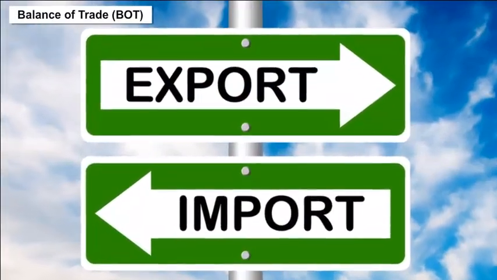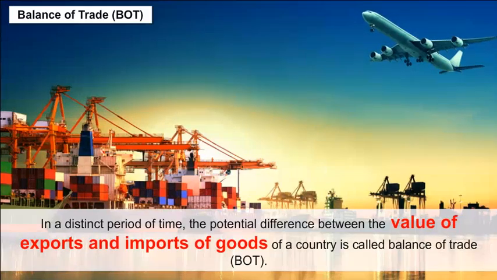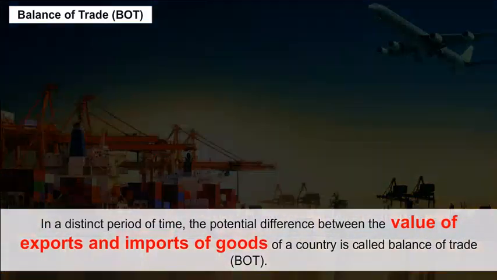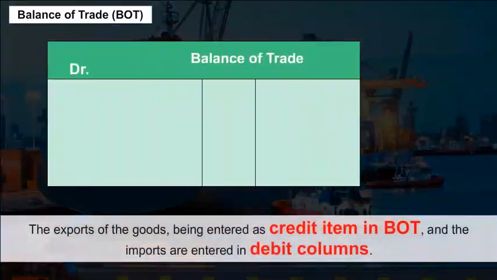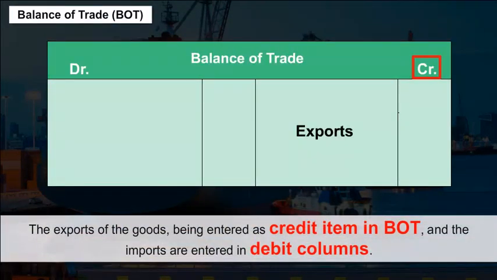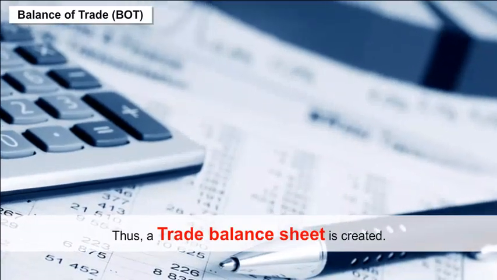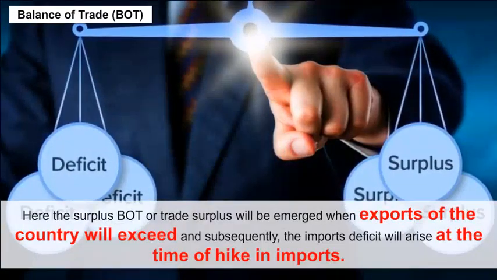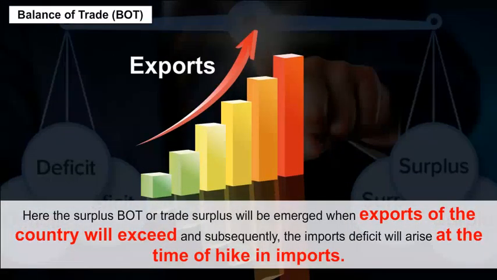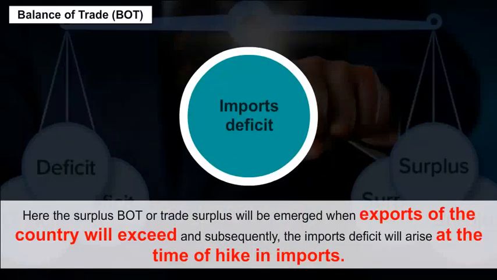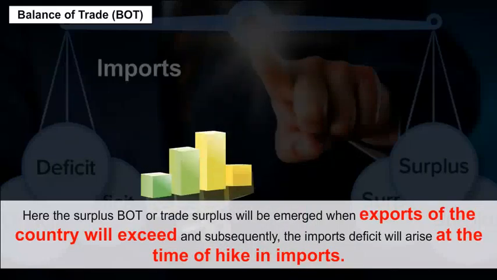Balance of trade, BOT. In a distinct period of time, the difference between the value of exports and imports of goods of a country is called the balance of trade, BOT. The exports of goods are entered as credit items in BOT and the imports are entered in debit columns. Thus, a trade balance sheet is created. Here, a surplus BOT or trade surplus emerges when exports of the country exceed imports, and subsequently a deficit will arise at the time of a hike in imports.